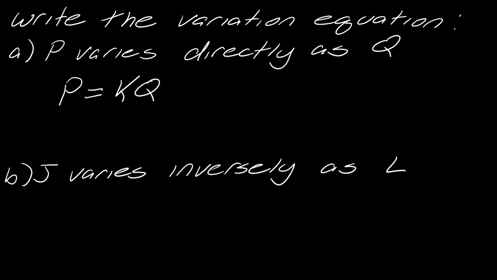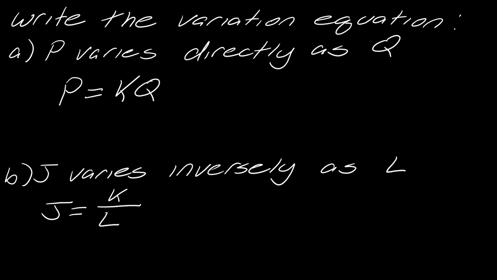And if I do that again, so J varies inversely as L. So J varies means this is going to be my J equals, and then inversely is L. So what am I doing to K? I am dividing K by L because that's what it means to vary inversely. So this is K over L.